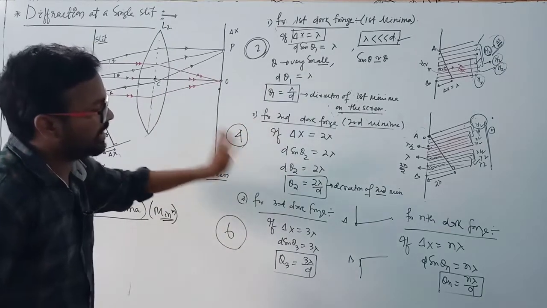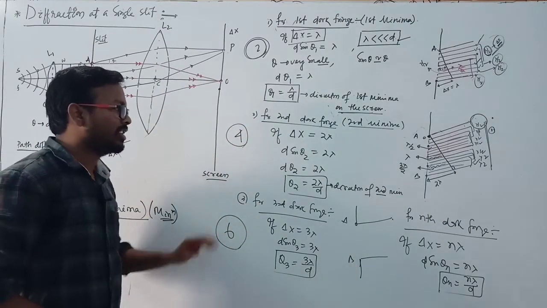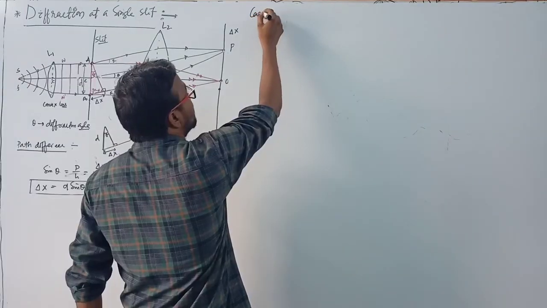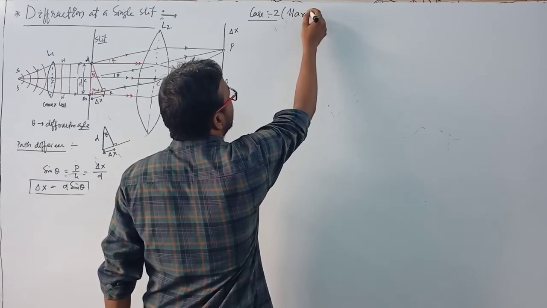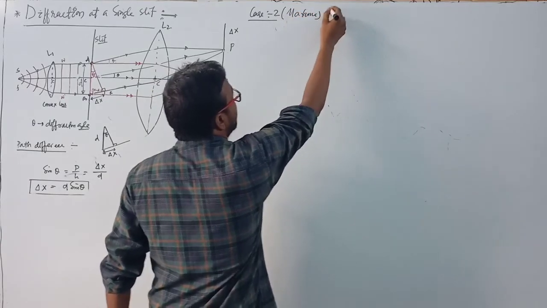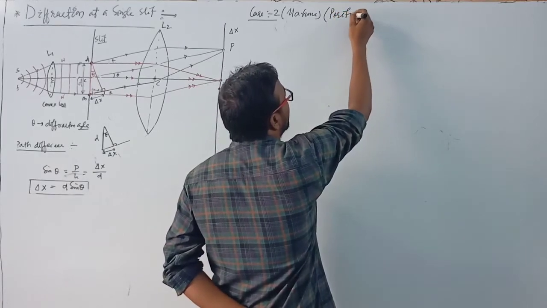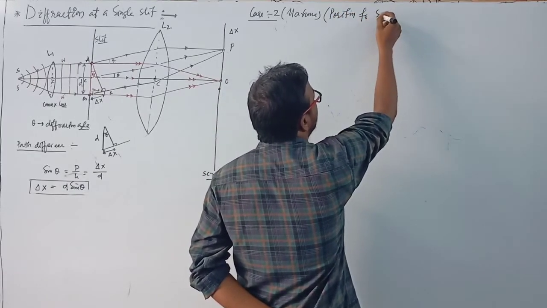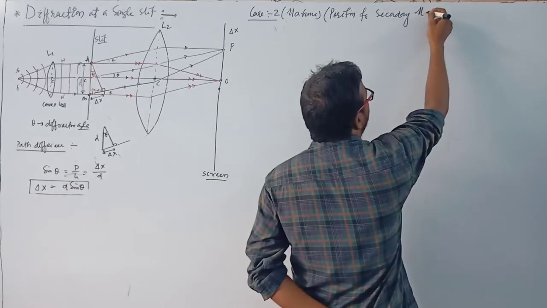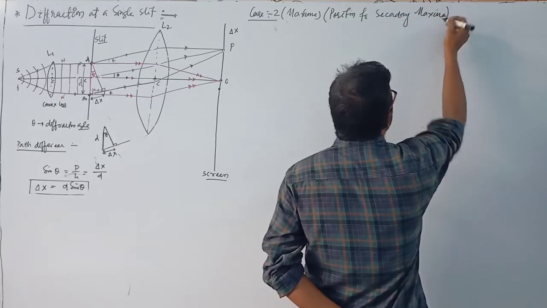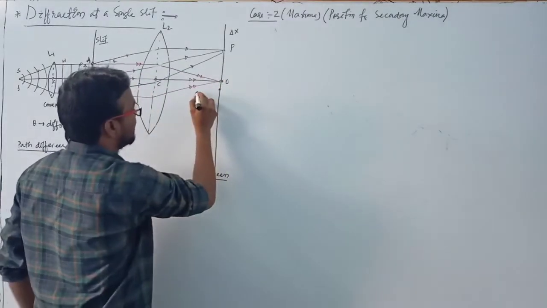Clear? These are all about how to calculate the dark fringe. Now we will start with the bright fringe. Now case number 2, we get maxima. Maxima are called the positions of secondary maxima, and this point O is known as central maxima.